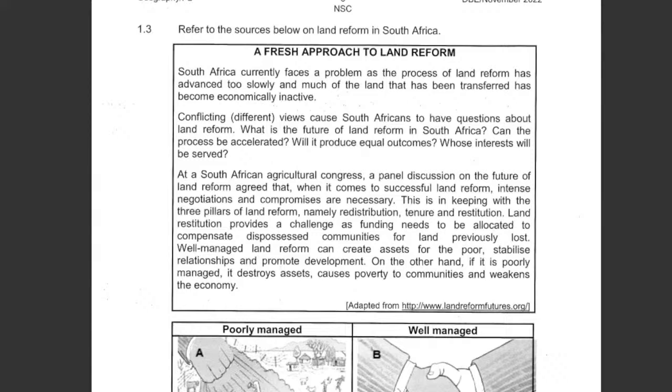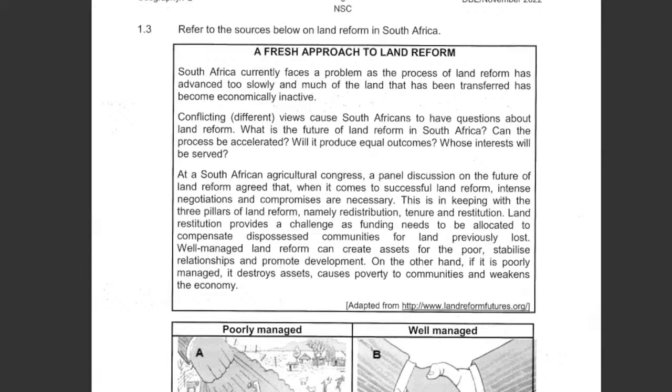This is in keeping with the three pillars of land reforms, namely redistribution, tenure, and restitution. Land restitution provides a challenge as funding needs to be allocated to compensate dispossessed communities for land previously lost. Well-managed land reform can create assets for the poor, stabilize relationships, and promote development. On the other hand, if it is poorly managed, it destroys assets, causing poverty and communities to be weakened. Okay?